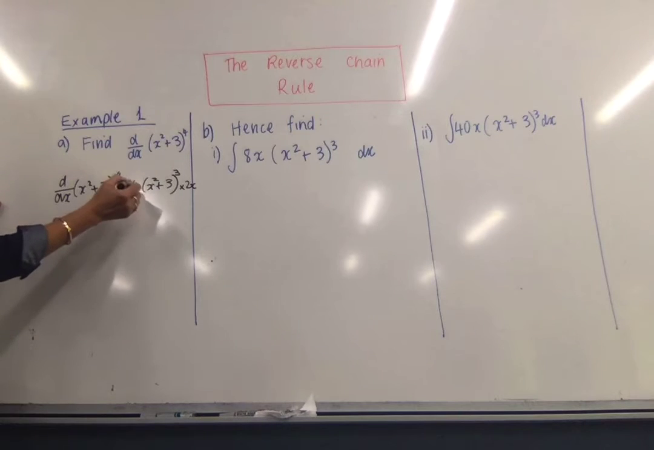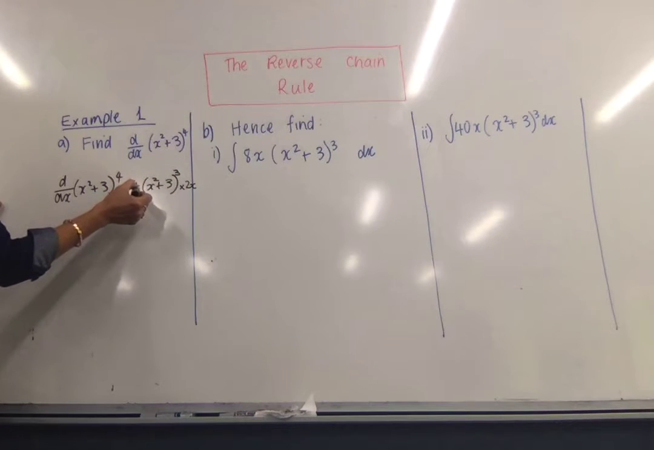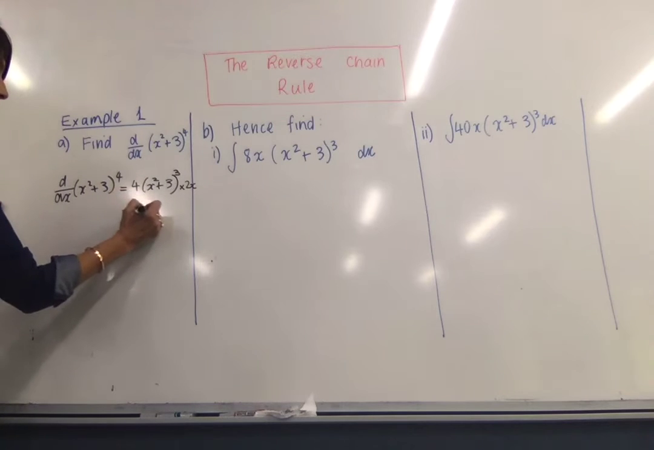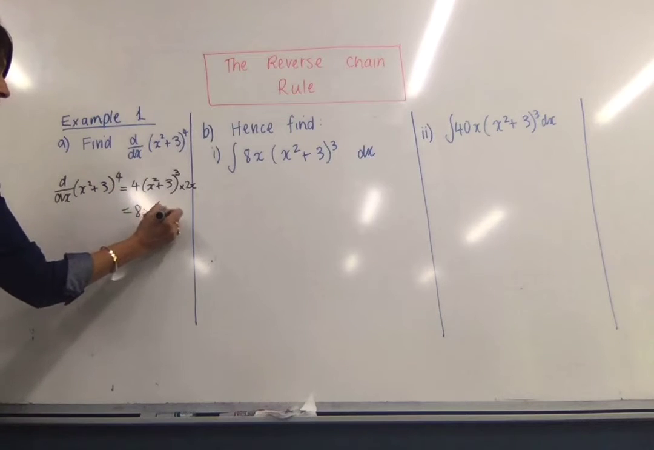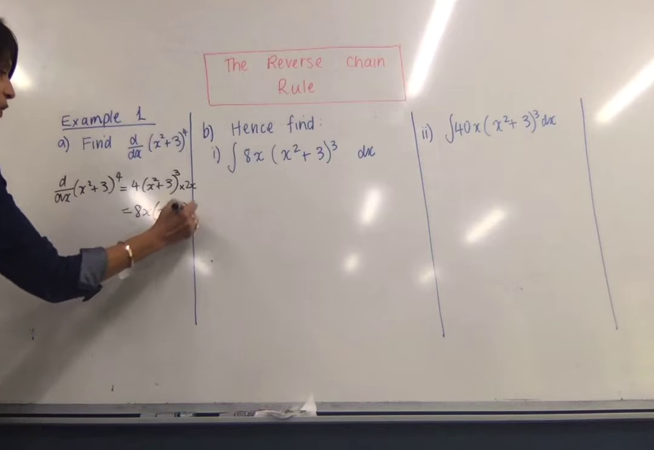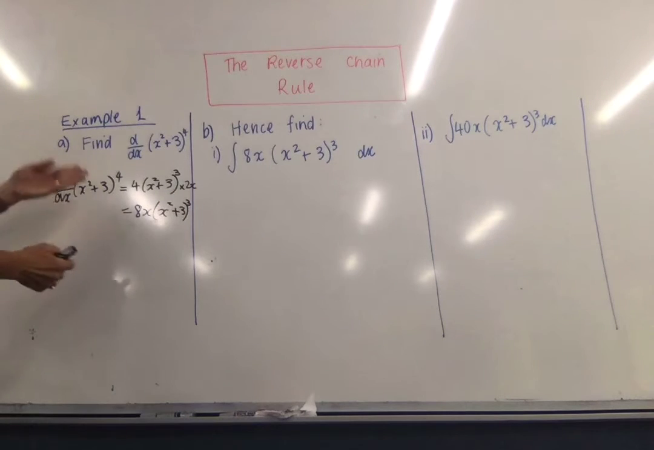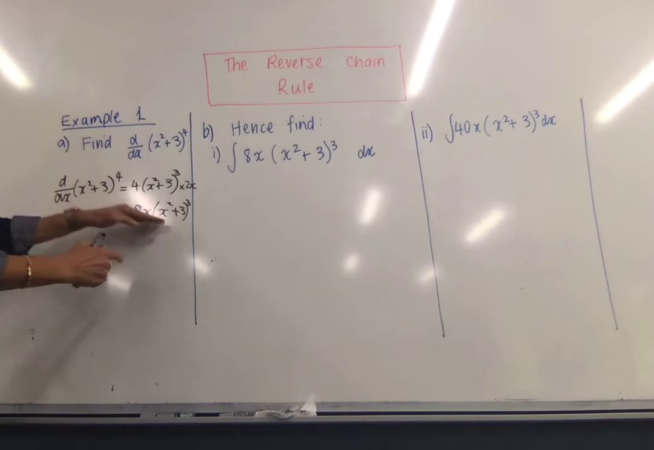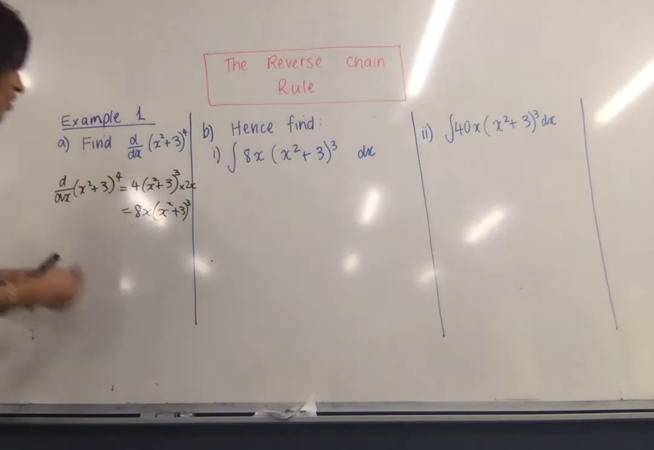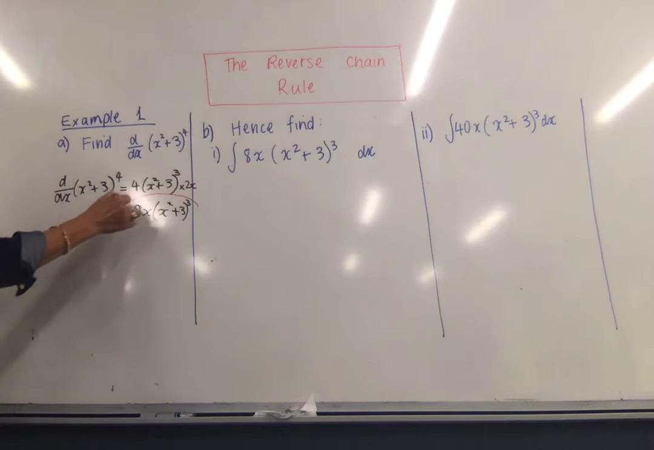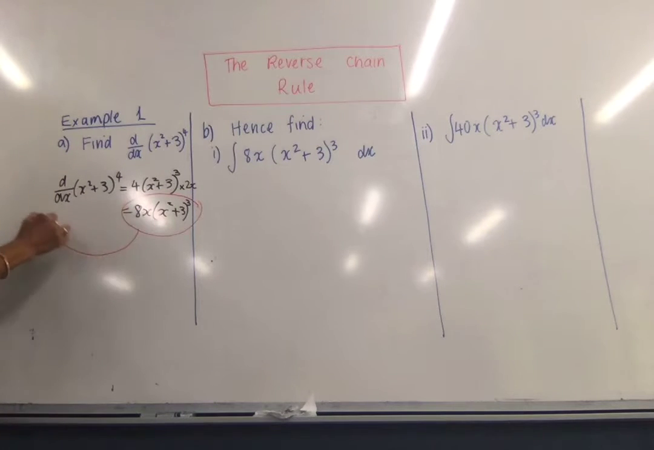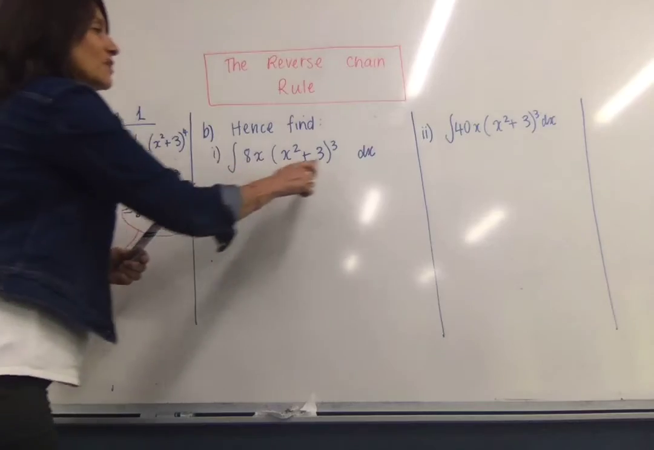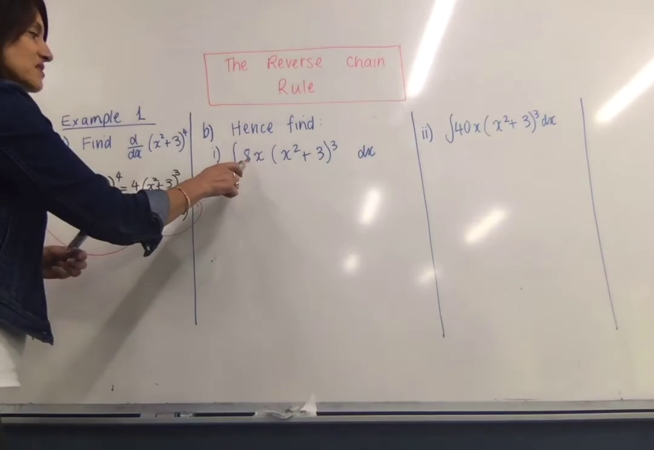So then we end up with, let's bring these to the front together, 4 times 2x would be 8x outside of (x squared + 3) all to the power of 3. So if we differentiate this and get a result of this, that process is differentiation. The reverse process, if we wanted to take this and find what our original function is, then that's the process of integration. And that's exactly what this next part of the question's asking.